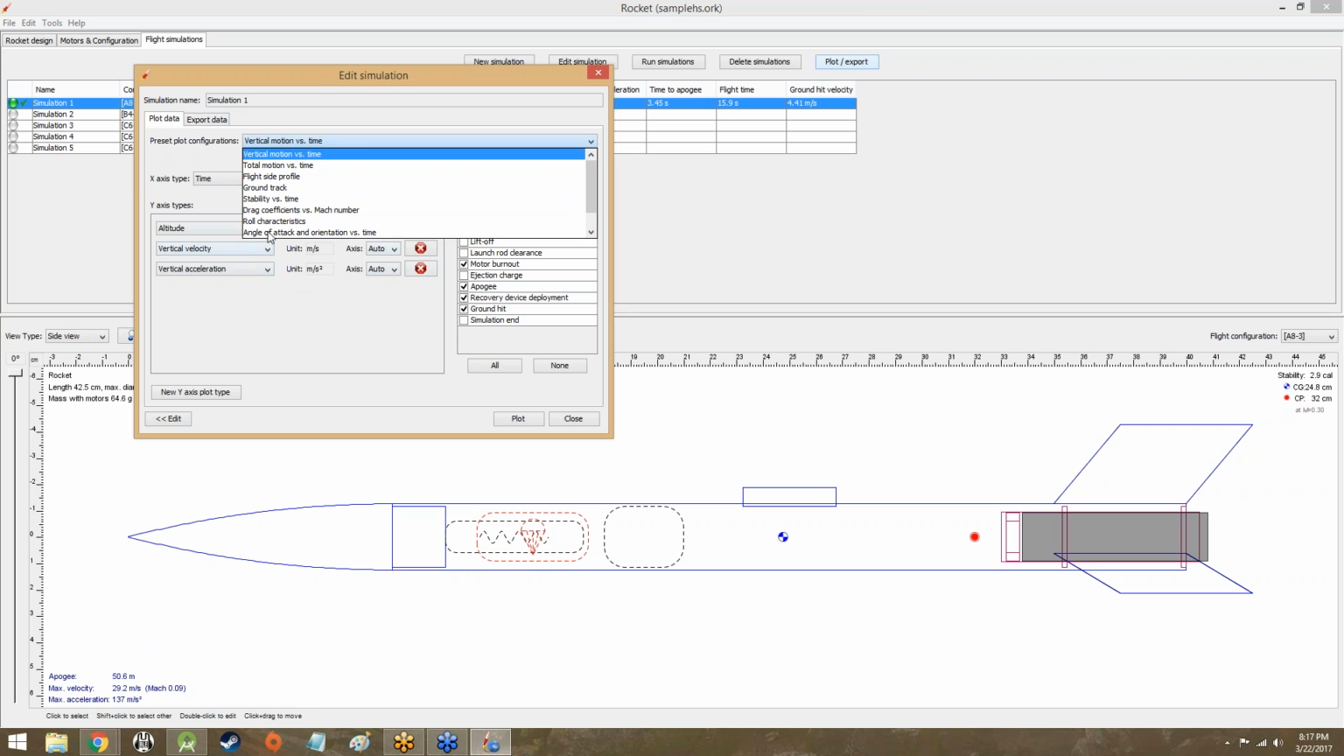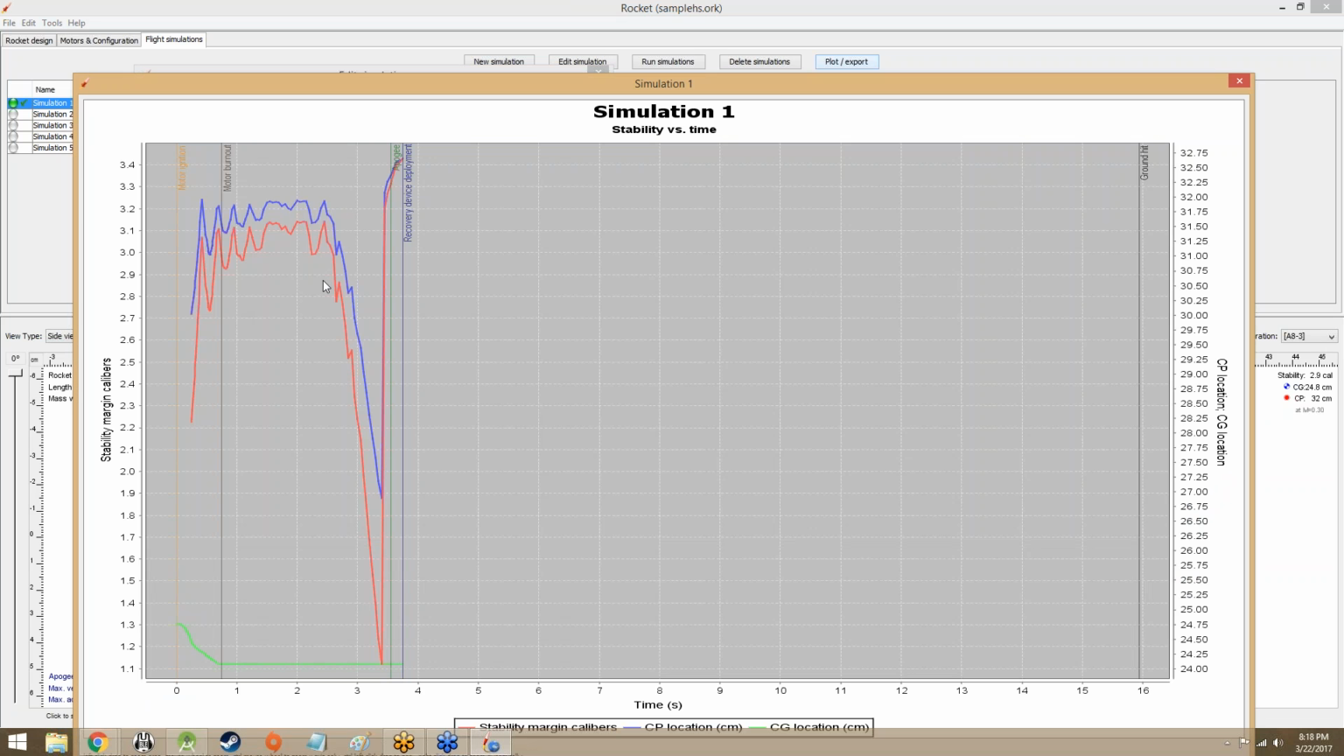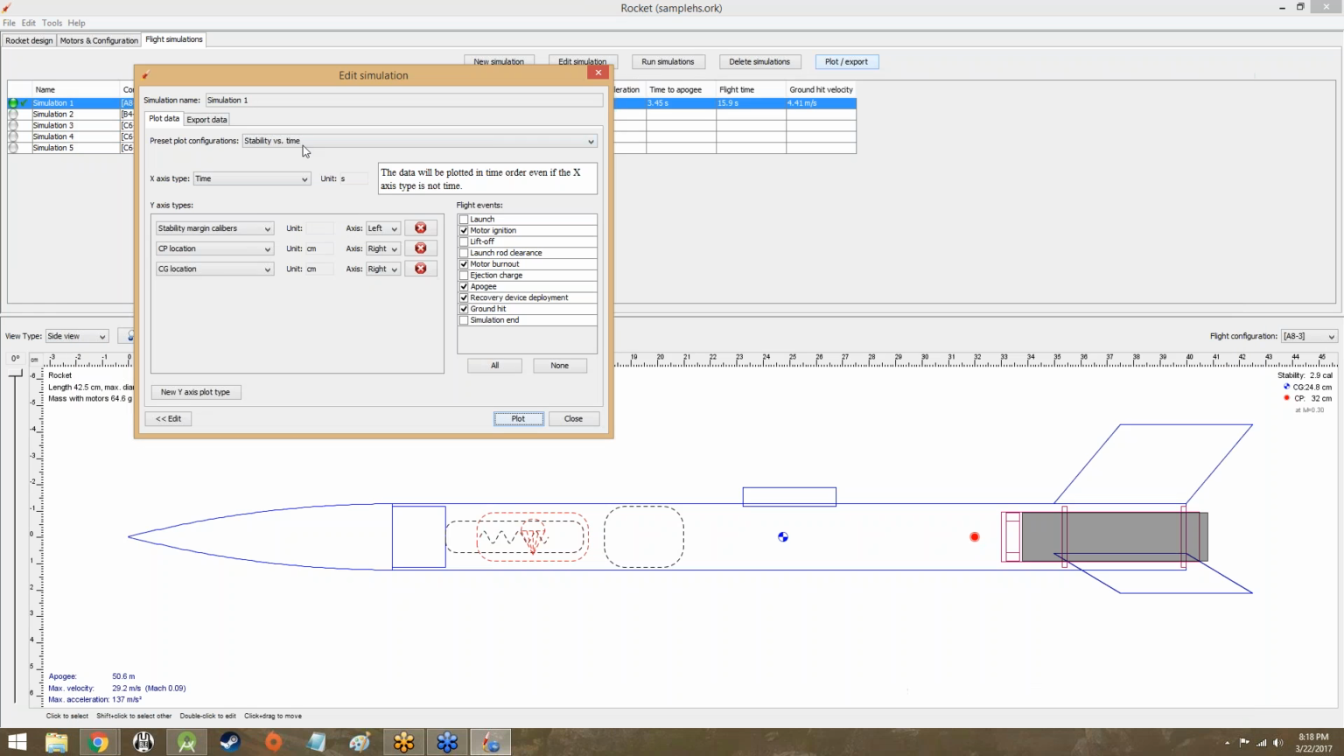This is stuff that you can check out otherwise. If you want to make sure that the rocket is stable, you can look at stability versus time, and you can see that the rocket is not very stable. It just wiggles around all over the place. But launches are stressful. What we're interested in is vertical motion versus time. It gives us time on the x-axis, and altitude, vertical velocity, and vertical acceleration on the y.